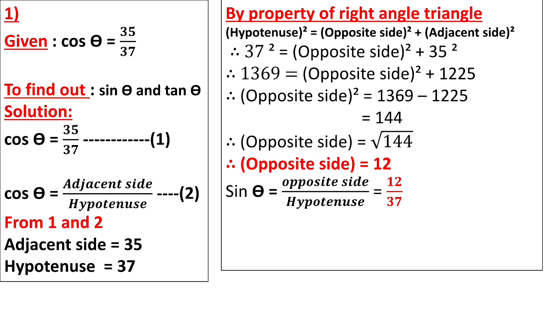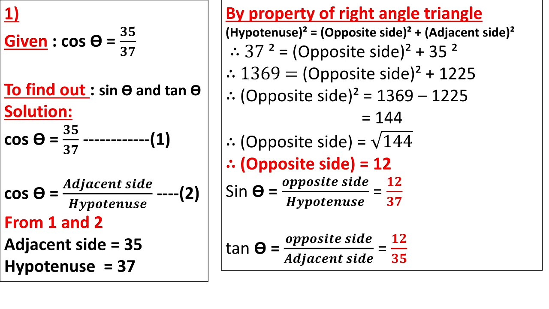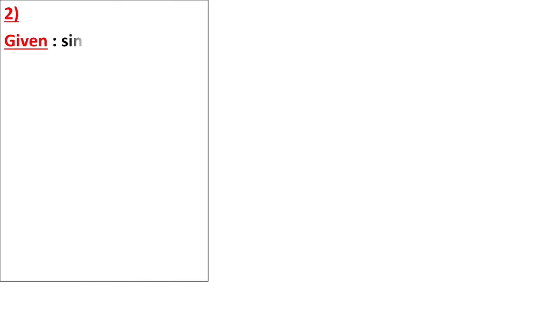Very good. Now children, the second ratio we have to find is tan theta. The tan theta formula is opposite side upon adjacent side, and we got the opposite side is 12 and the adjacent side we have is 35. I hope you have understood this sum. In the same way, we'll start with the second sum.